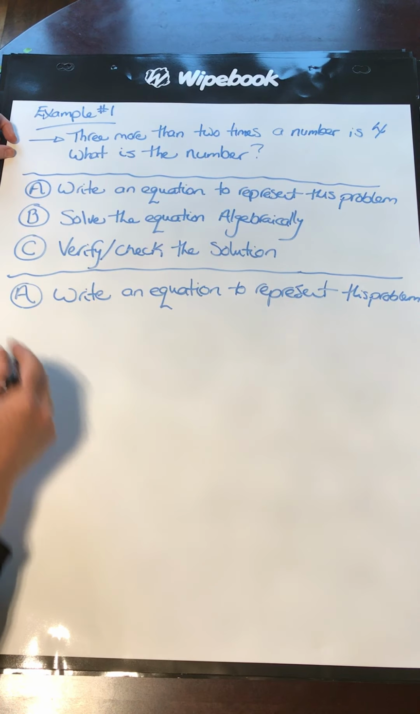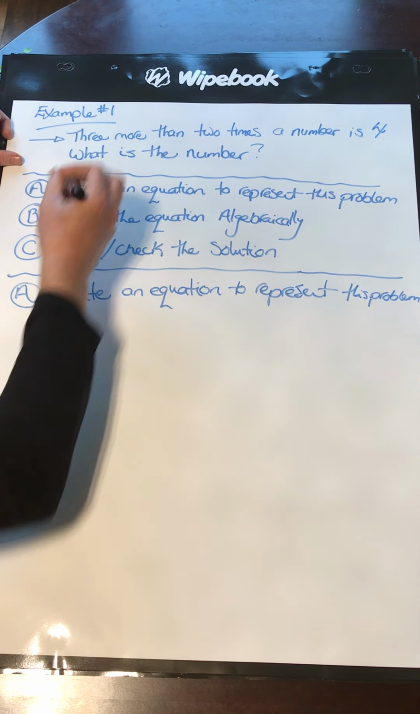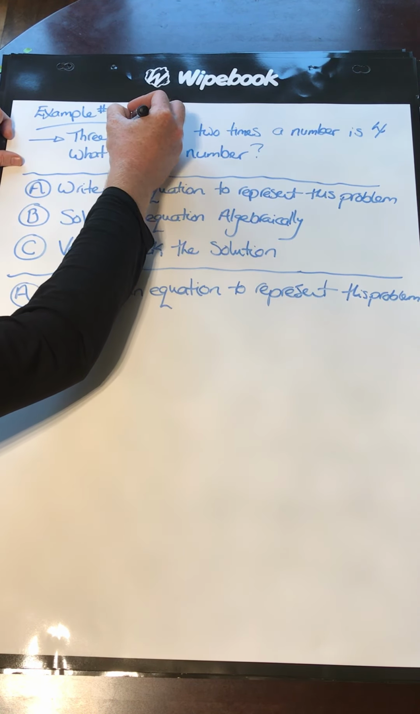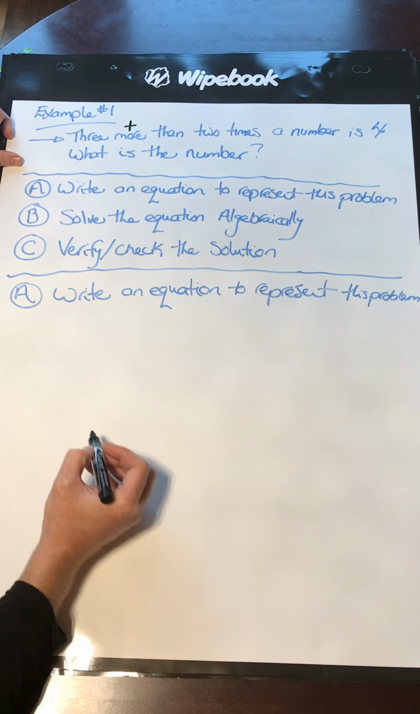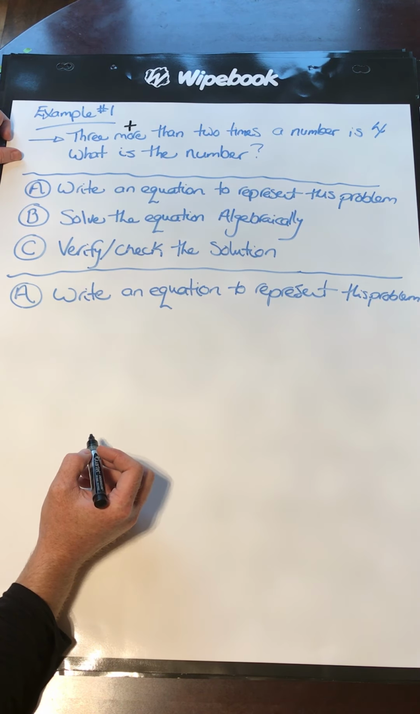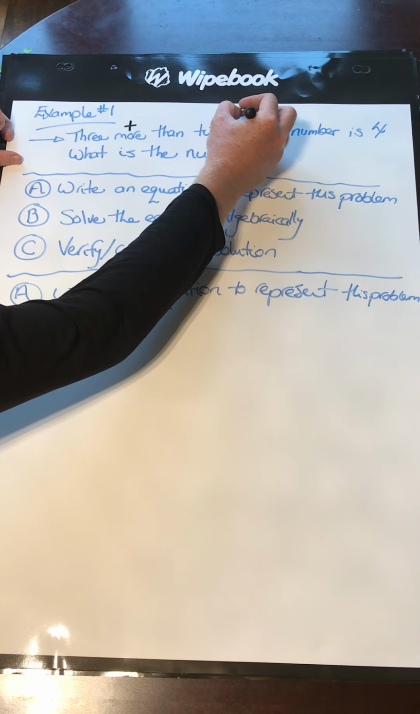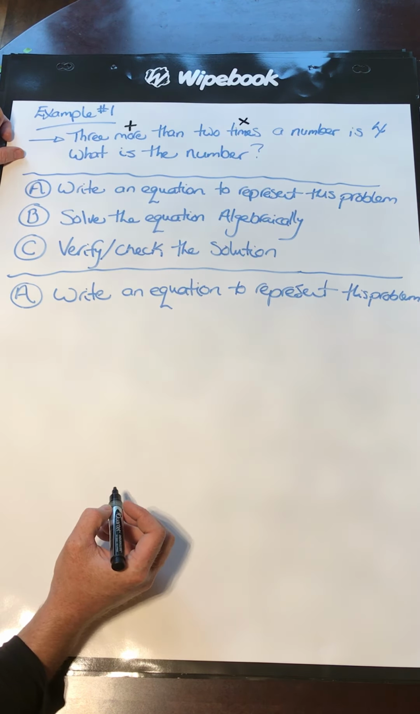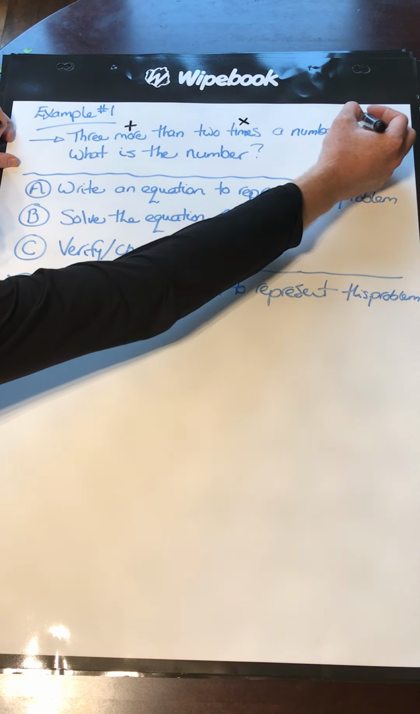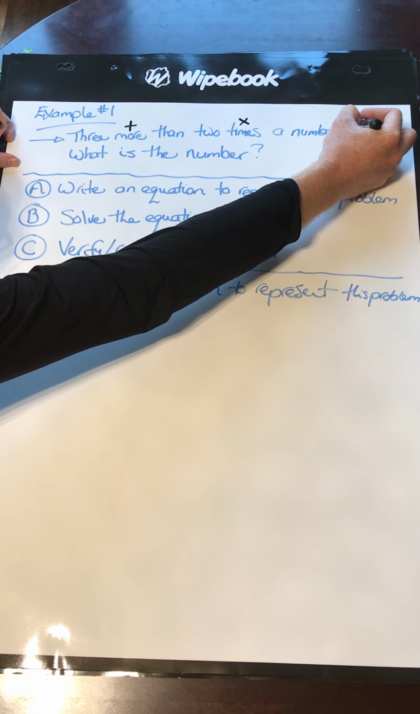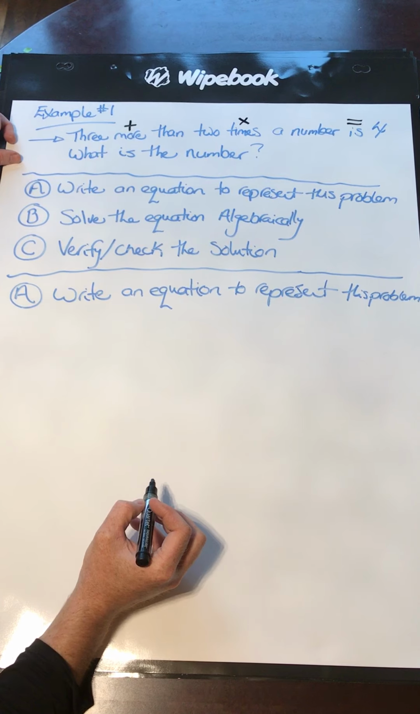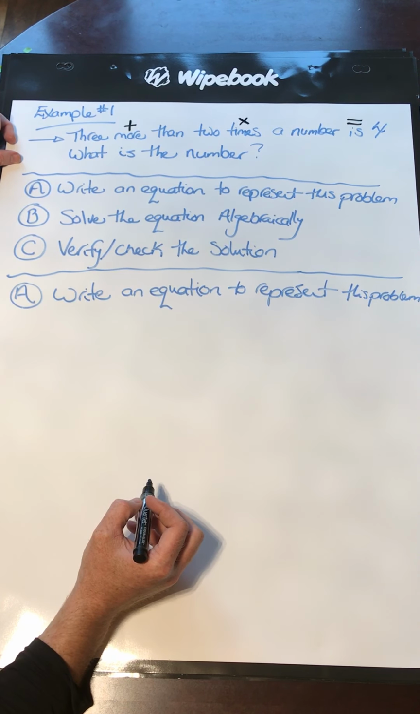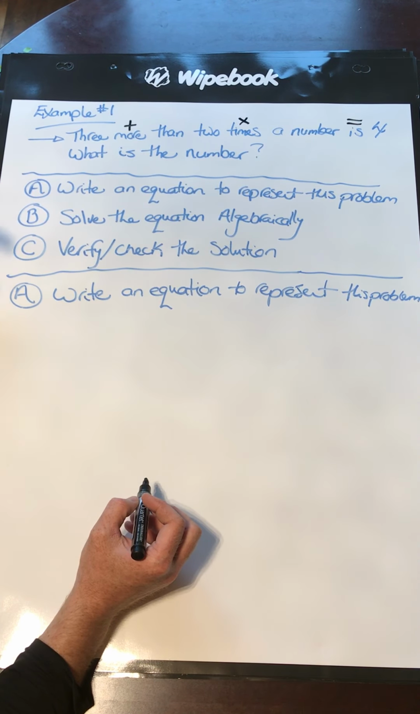So 3 more. What type of word is more? Well, more is an addition word. Okay. More than 2 times. Well, 2 times is multiplication. Is means equals. Okay, so using that, I can write an equation to represent this problem.